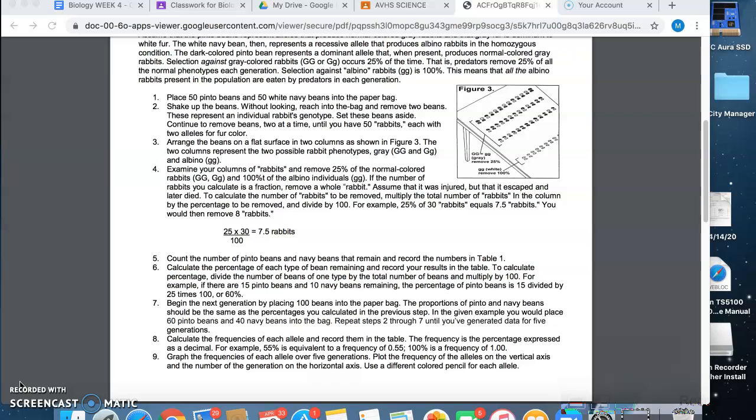Oh, actually, I'd have to multiply by 100, so that's 66%. And then my frequency is going to be 0.66. So that's what it should look like on your paper right now. Because our percentage should equal 100, I could just subtract 66 from 100%, or I could do 20 divided by my total number of beans left, which is 58, and I should end up with 44% and a frequency of 0.44. So you're going to write that in.